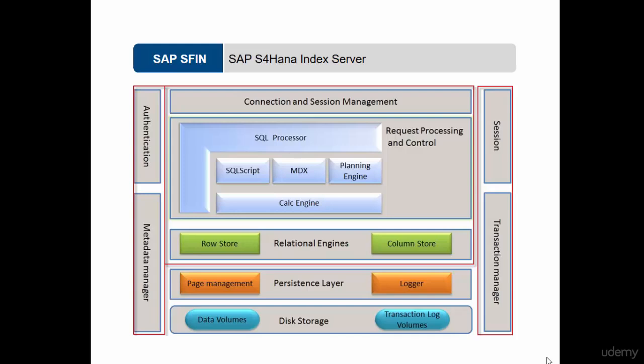Index server is the main SAP HANA database component. It contains the actual data stores and the engines for processing the data. The index server processes incoming SQL or MDX statements in the context of authenticated sessions and transactions. The SAP HANA index server contains the majority of the magic behind SAP HANA.